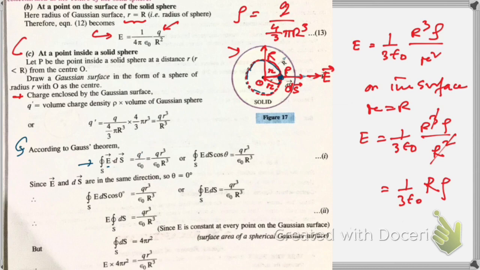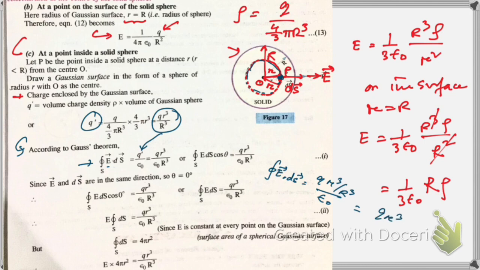So let me use this value of Q dash here. So what we will get here, integration E dot ds, that's going to be equal to Q small r cube by capital R cube divided by epsilon naught. That's what we will get, right?